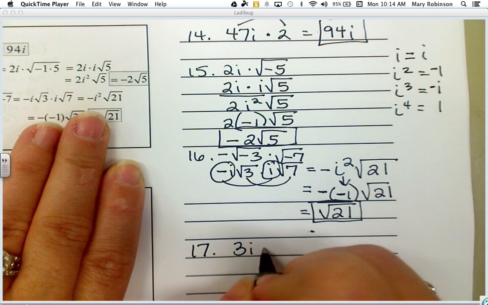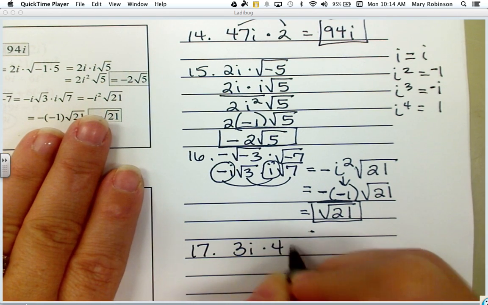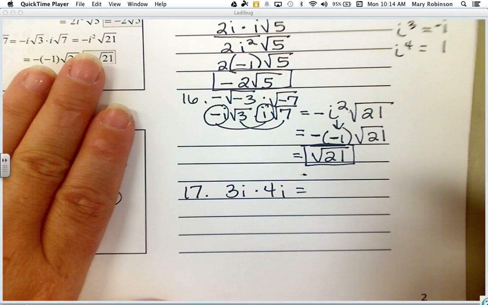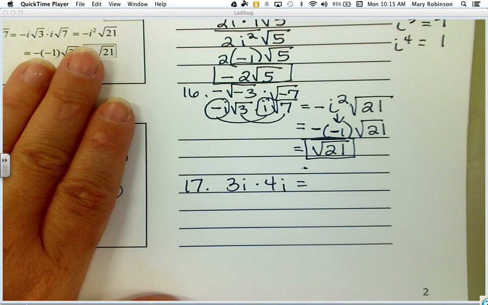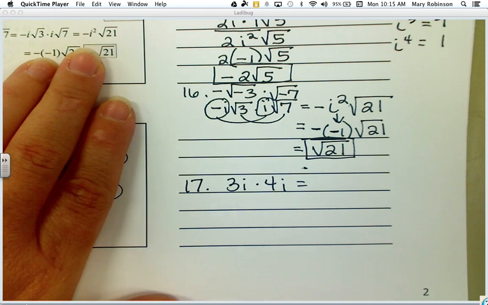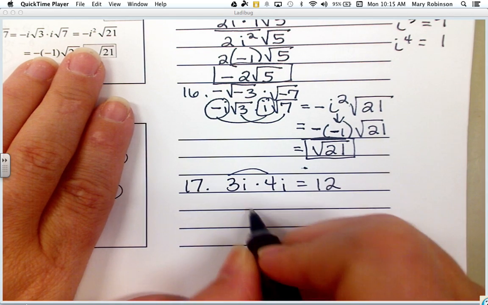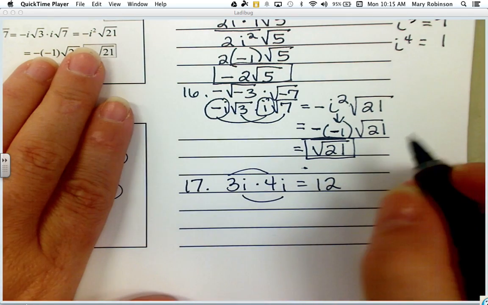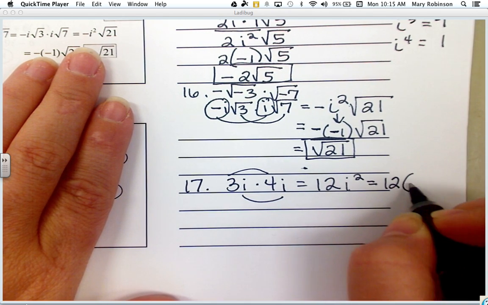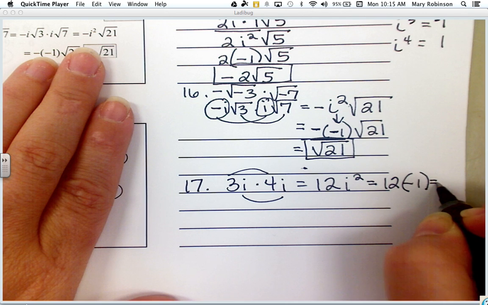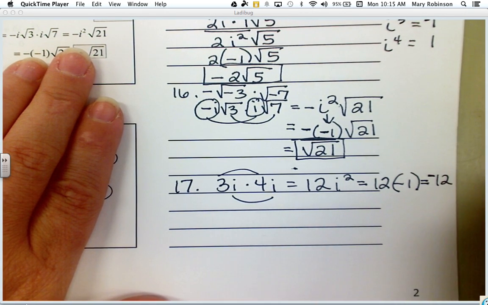So what I'd like for you to do is try next. We're going to take out the negatives and just try these. If we've got 3i times 4i, you can pause at any time and try these and then hit start again to check your answer. We multiply 3 times 4 together, giving us 12. We multiply i times i together, giving us i squared. But then we have to remember that i squared is negative 1. So when we substitute, we'll have 12 times the negative 1, which is negative 12.